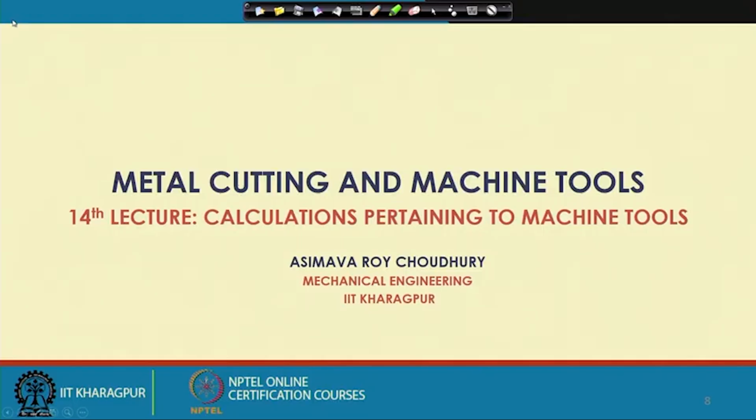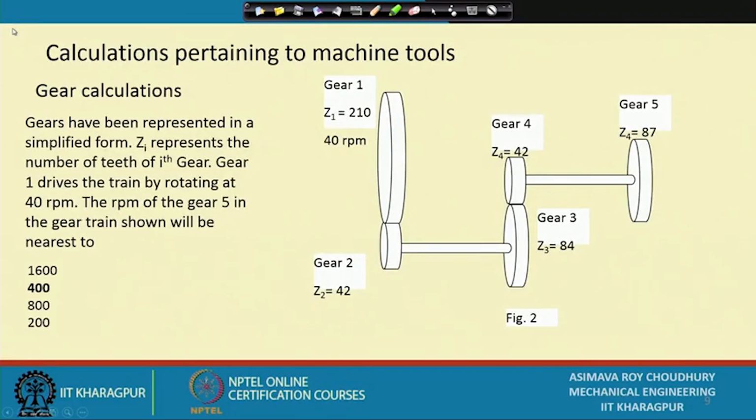So, some simple calculations are included. Let us move right away into the calculations. So, 14th lecture, calculations pertaining to machine tools. First of all, calculations pertaining to gears.